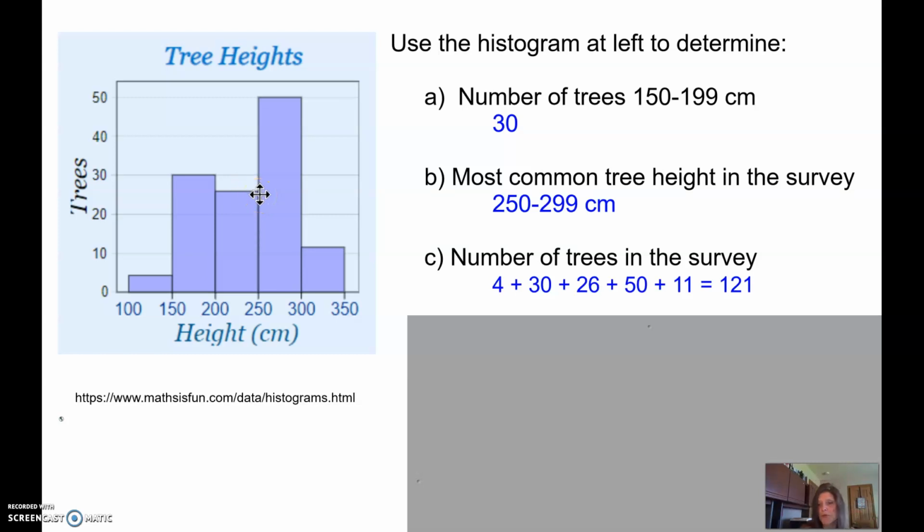Now, if you called both of those 5 and 25, we're going to end up pretty close to each other. That's okay. All right, the next category, the fourth bar, is up at 50, and then the last one is just over the 10, so I called that one 11. And when I added them up together, I got 121.